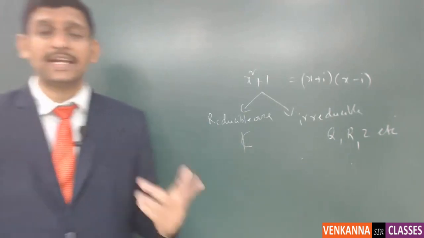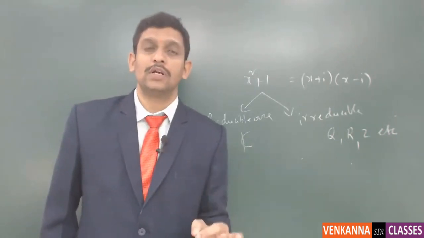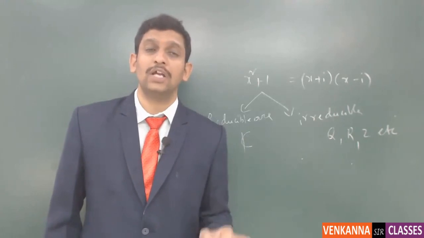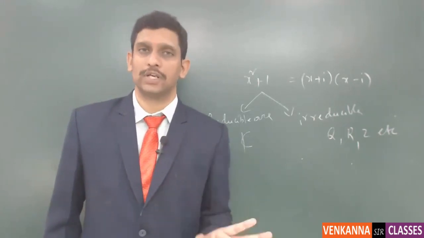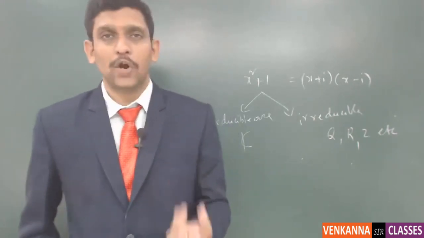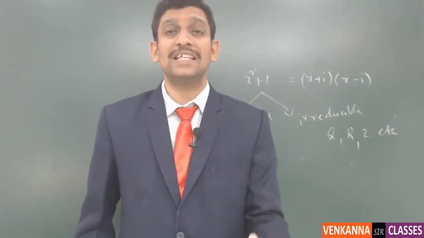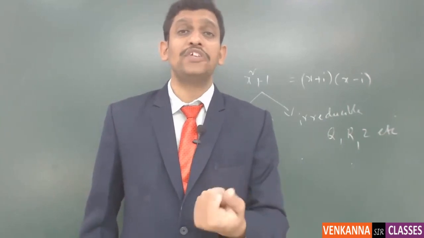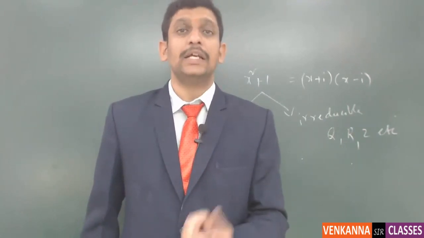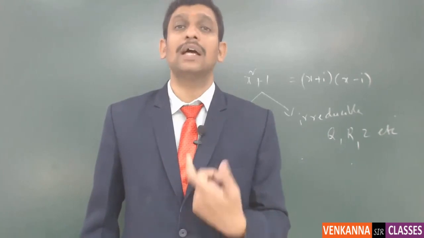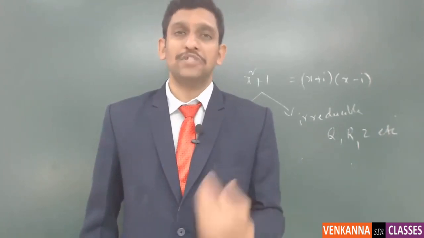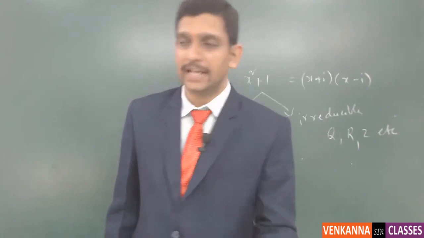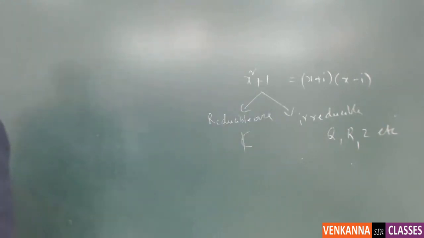So Eisenstein's criterion is useful to check for irreducibility over rational numbers only. I have taken a polynomial whose coefficients are integers. So whether that integer coefficient polynomial is irreducible or not on the rational number system, I am checking by means of Eisenstein's criterion. Okay? Does it make sense?